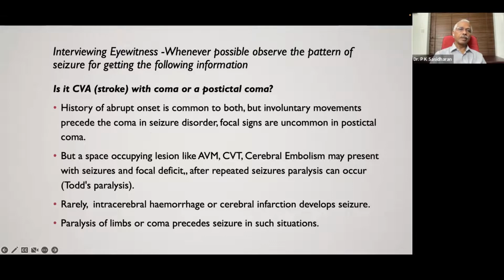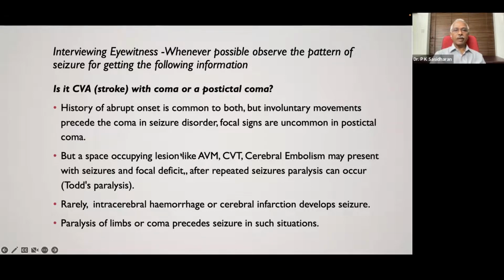Sometimes, when you get an opportunity by interviewing the patient, eyewitness, or by witnessing it, you may get a person with CVA with coma or post-ictal coma having seizures. That is clear from the history of abrupt onset of neurological deficit and involuntary movements together. This can happen in embolic strokes and cerebral thrombosis, because focal signs are uncommon in post-ictal coma. Post-ictal coma has no focal signs.